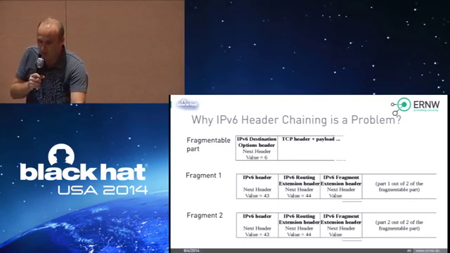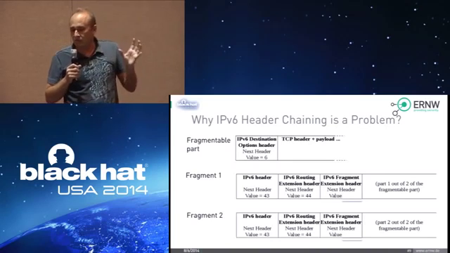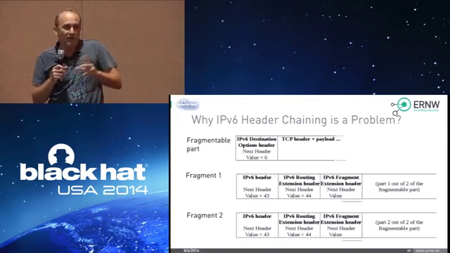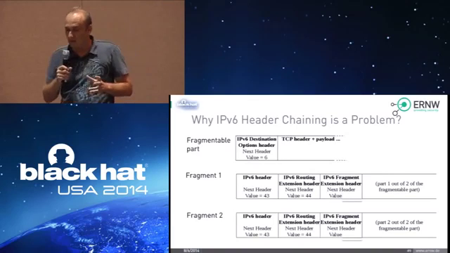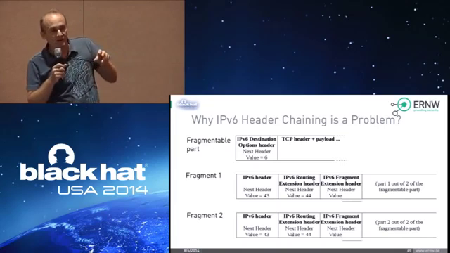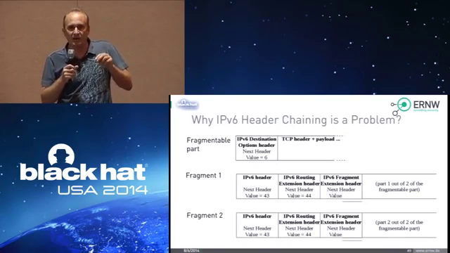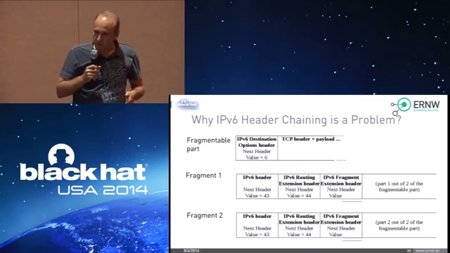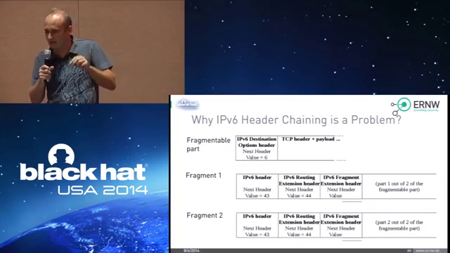Now, let's assume that we have the fragmentable part displayed at the top of the figure. This consists of the destination options header plus the TCP header and the payload. And this one has to be fragmented in our scenario. So fragment one will consist of the IPv6 main header plus the routing header plus the fragment extension header, which is added because now the fragmentation fields are not included in the main header as it used to be in IPv4. And then we have the two fragmentable parts. The fragment extension header is going to point to the next headers.